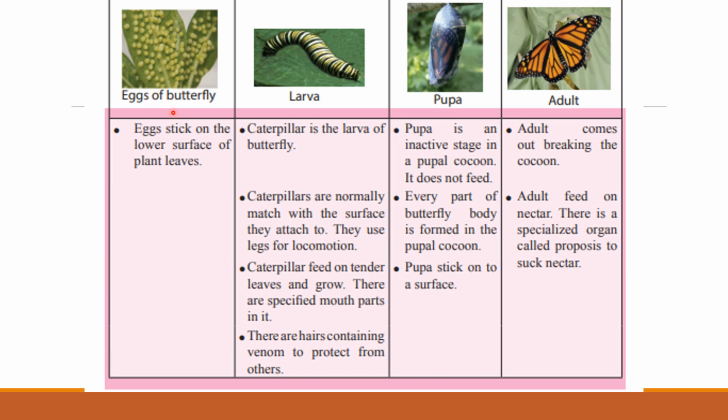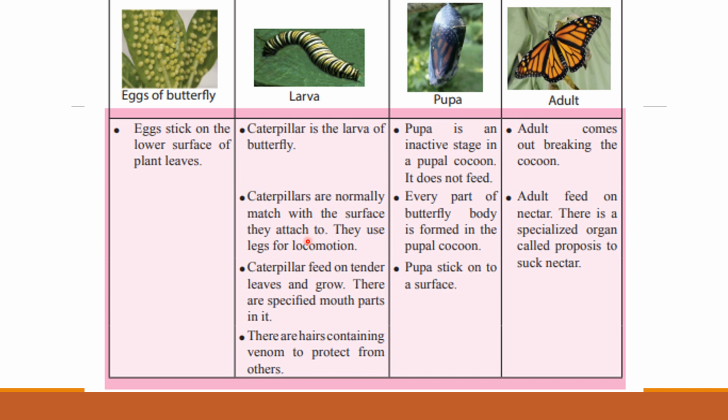So if you consider the eggs of the butterfly, the adult butterfly lays eggs on the lower surface of the leaves, and these eggs stick onto the lower surface of the leaves, and after completing the development of eggs, the larvae comes out, and it is a caterpillar, and usually it shows camouflage.